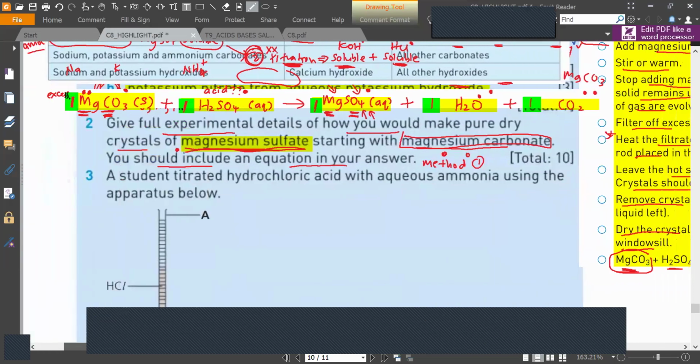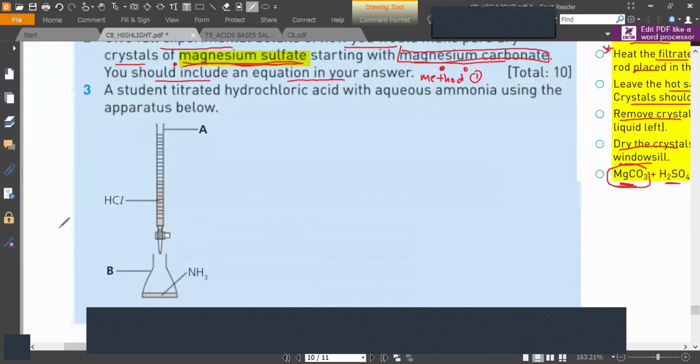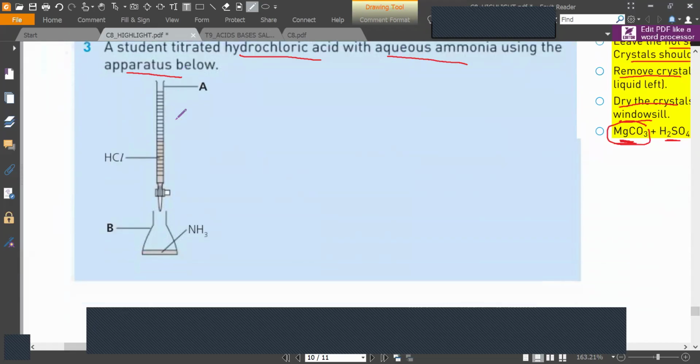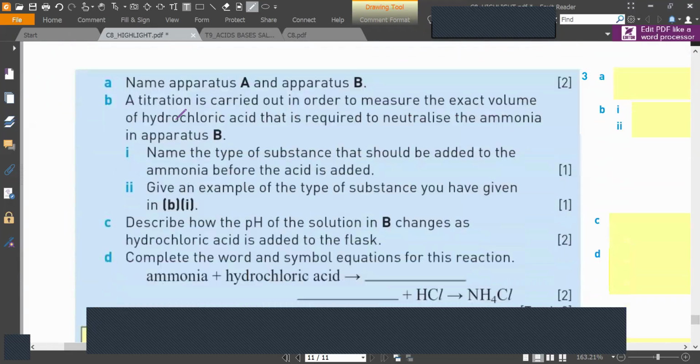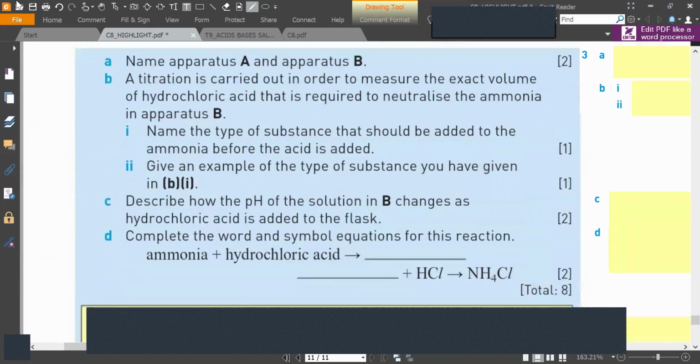So now it's 10:30. We will continue a bit more, because we started late. Now, a student titrated hydrochloric acid with aqueous ammonia using the apparatus below. Okay, let me copy the question.